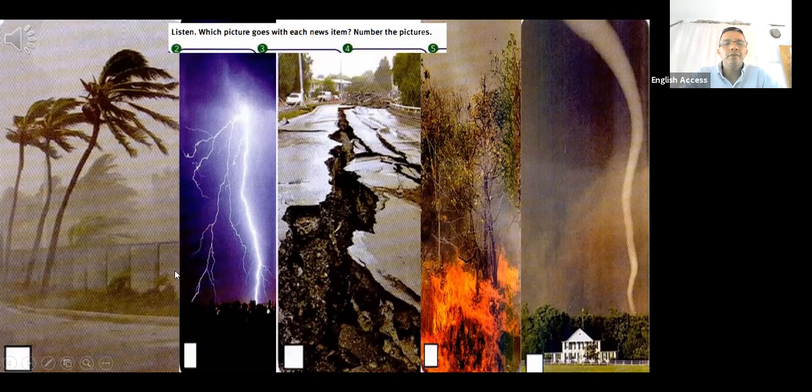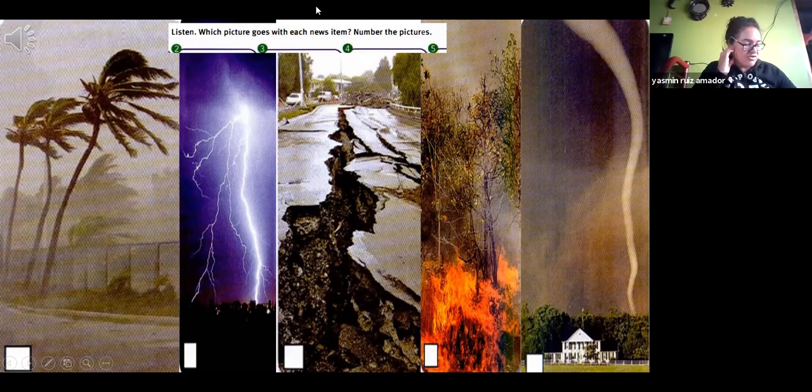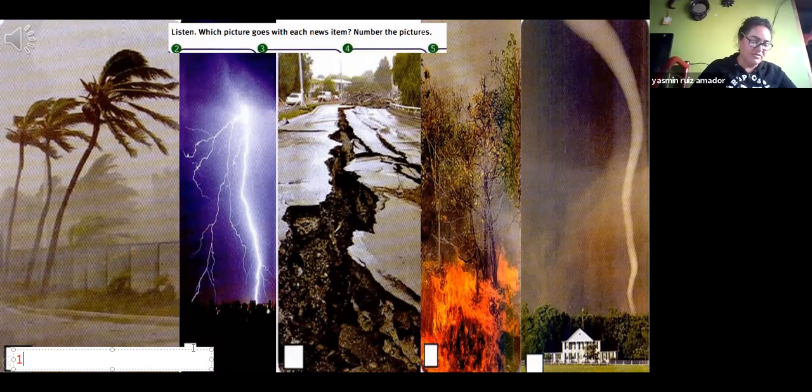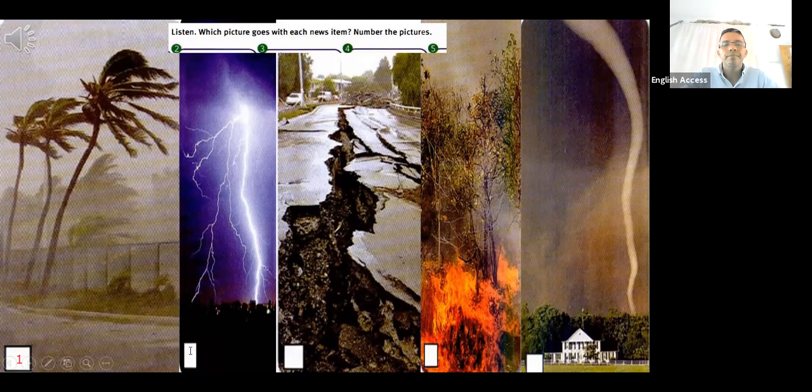Okay, Yasmin, what is this? What natural disaster is this? It's a hurricane. Yes, it's a hurricane. Hurricane, yes, no huracán. Hurricane. Okay, number 2. What do you see in this picture?